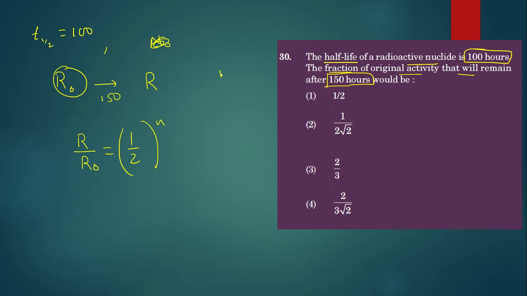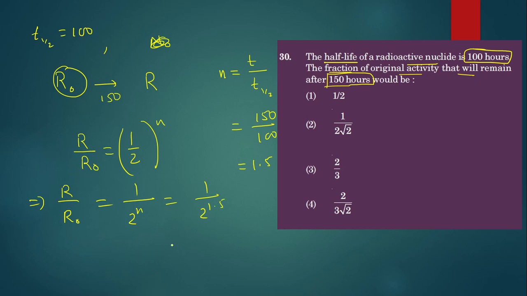What is this n? This n is the number of half-lives. The number of half-lives means total time divided by one half-life. So this is 150 divided by 100. This is 1.5. So this becomes equal to 2 to the power minus n, so this is 2 to the power minus 1.5. What is 1.5? 1.5 is 3 by 2.